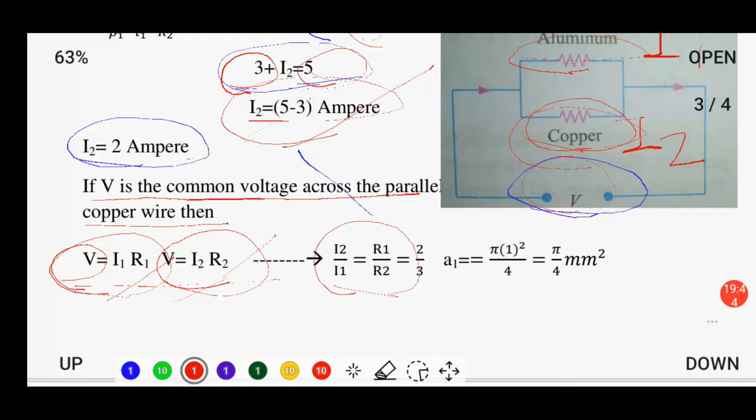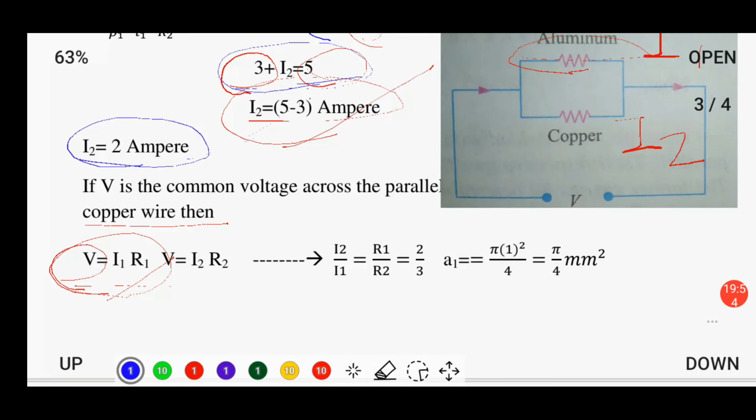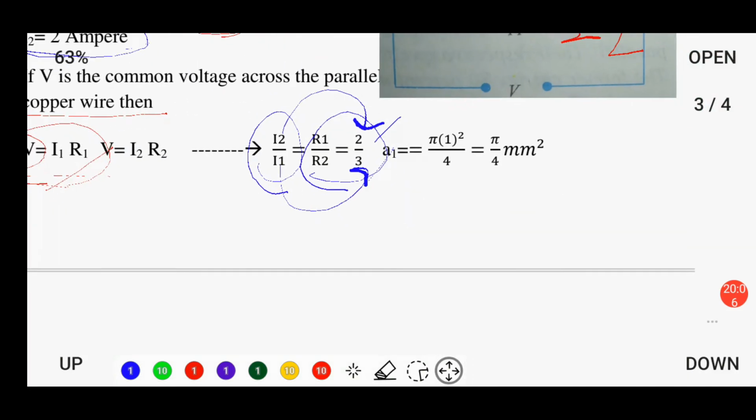I2 divided by I1 is equal to R1 divided by R2, which is equal to 2 by 3, because I2 is equal to 2 ampere and I1 is equal to 3 ampere. Value of I2 is 2 ampere. Value of I1 is 3 ampere. So R1 upon R2 will also be equal to 2 by 3. I2 upon I1 will also be equal to 2 by 3.